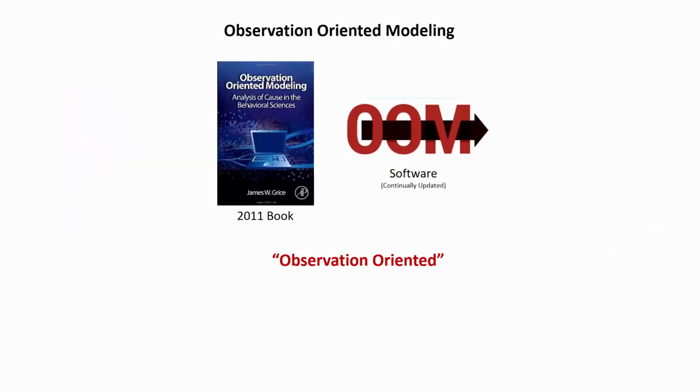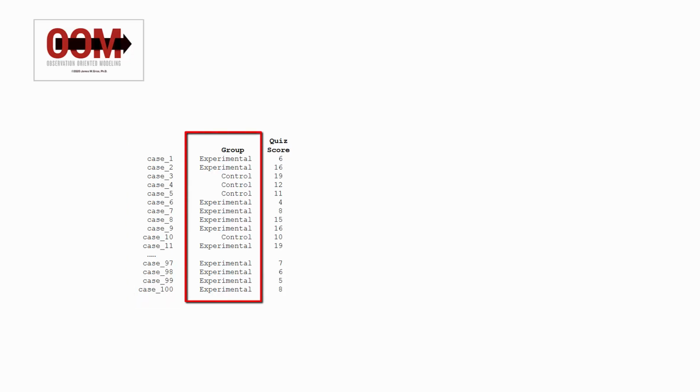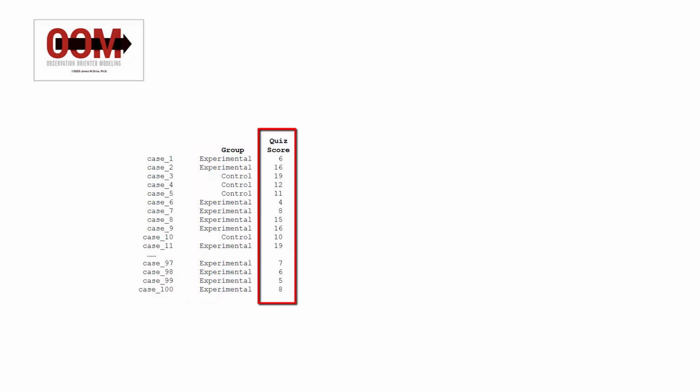Now, we chose the words observation-oriented because data analyses in this new approach are centered around graphical procedures that allow you to examine your raw data for meaningful and robust patterns. For example, we can consider these 100 contrived cases, which we have divided into two groups. We have an experimental group and a control group. Now, the outcome variable here is a quiz score that can range from 0 to 20, and we're not going to worry about the details of this study, as my point here is to demonstrate how we might analyze these data.